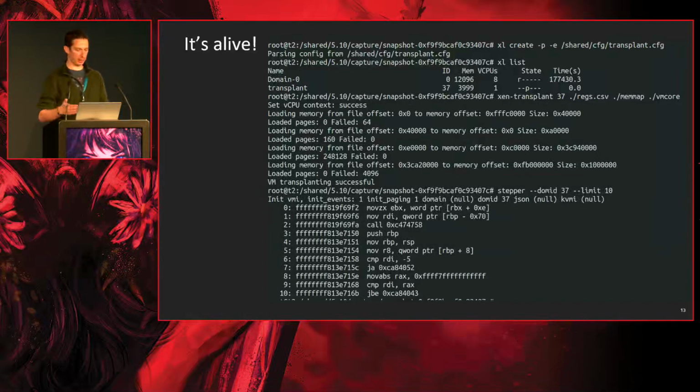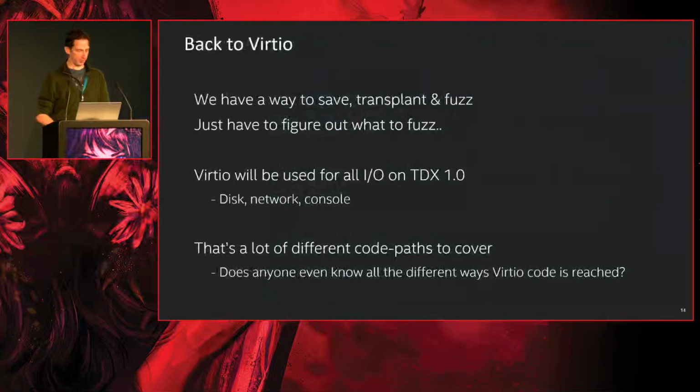And then at the end, I just use Stepper, which is an MTF single stepping tool, and that code just starts running in the Zen VM seamlessly. That code is not aware that it got ripped out from KVM and now it's running on Zen. It has absolutely no knowledge of that, but it's just happily chugging along. So we are off to a really good start here. This just works. Now let's get back to VirtIO.